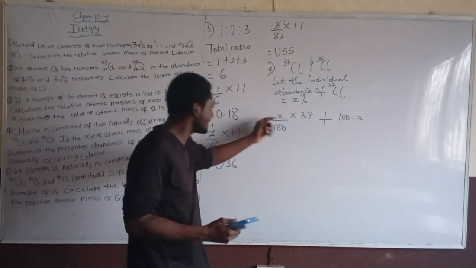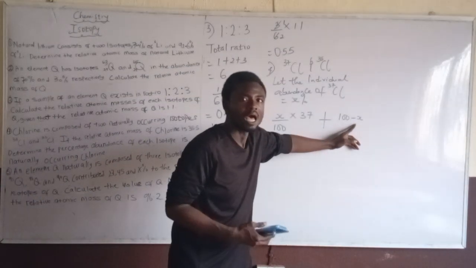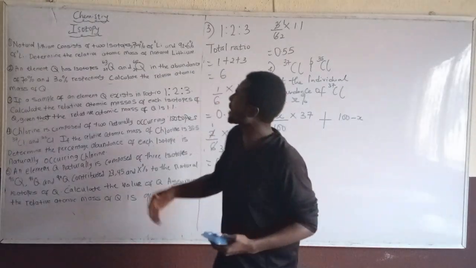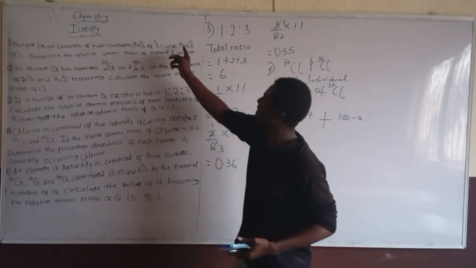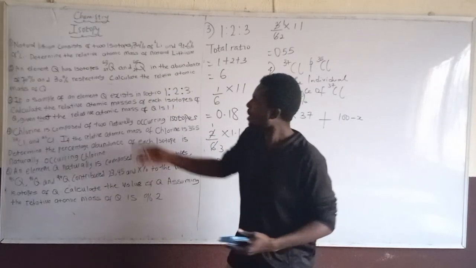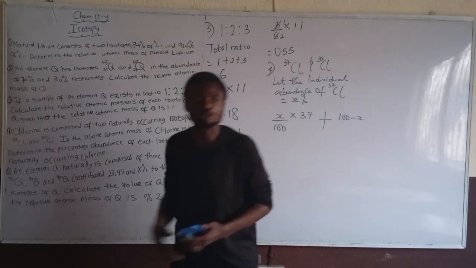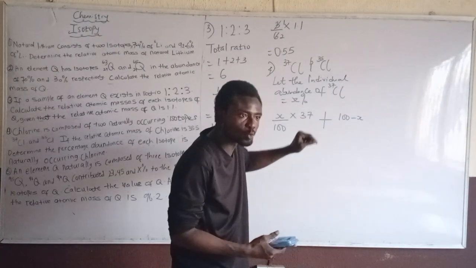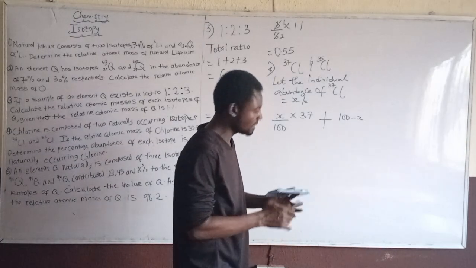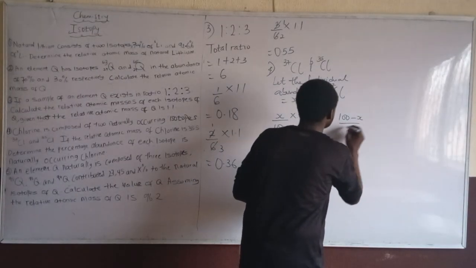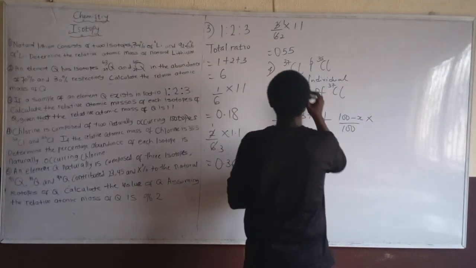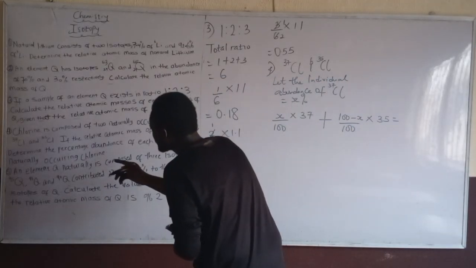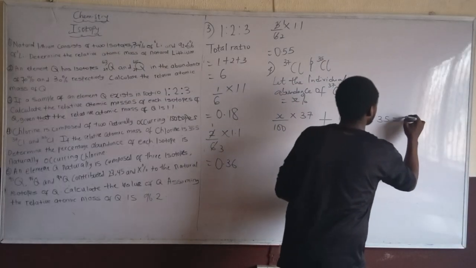Let's assume that here is 60, here will be 40. How do you get 40? That will be 100 minus 60. Now if you check question 1, if you add your percent, it must equal 100. Question 2, when you add is 100. So if here is X, that means here will be 100 minus X, to get the other percent, then divided by 100 multiplied by 35 equals my RAM, which is 35.5.